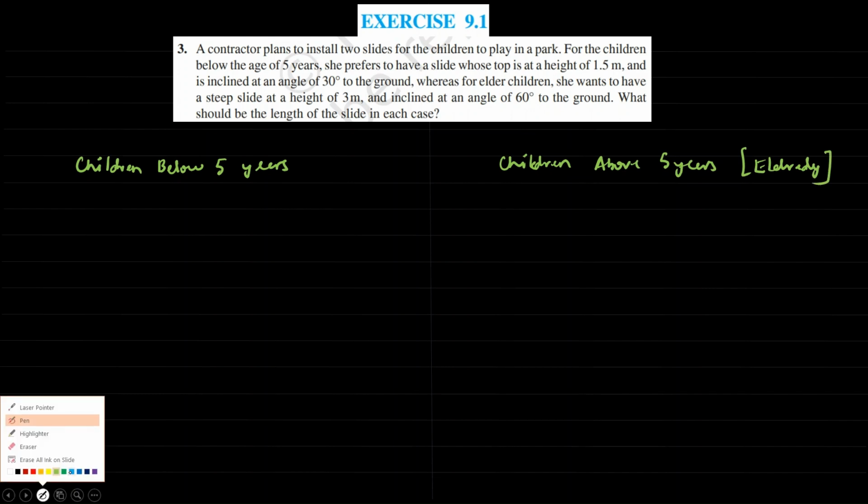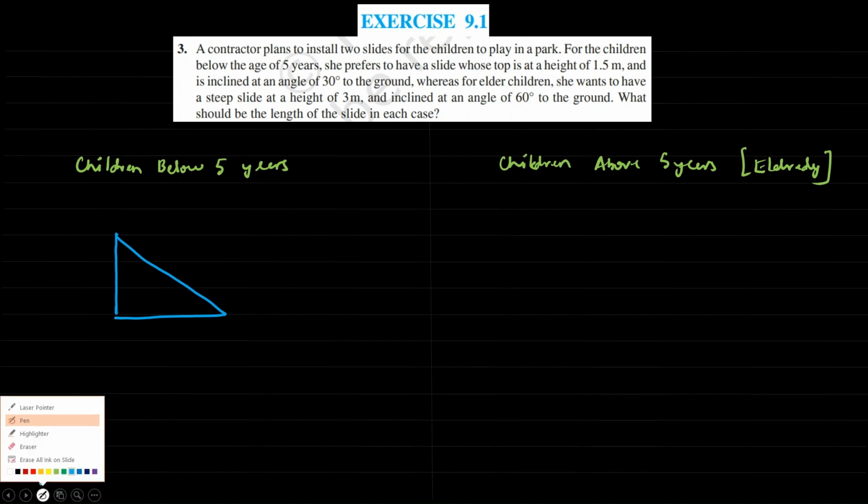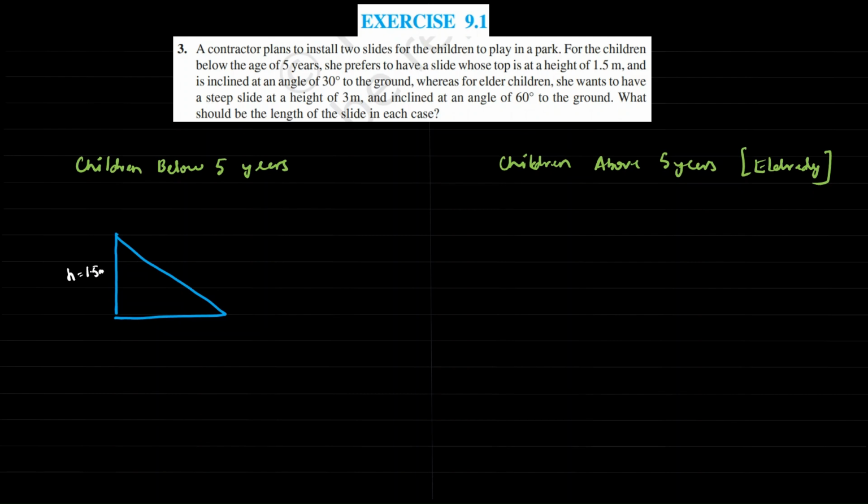Now, here, it is said that for children below the age of 5, she prefers to have a slide whose top is at a height of 1.5 meters. So this is how the slide is going to look, and she says that the height is going to be 1.5 meters. Whereas for elder children, she wants the slide at a height of 3 meters. So for elder children, the height is going to be 3 meters.